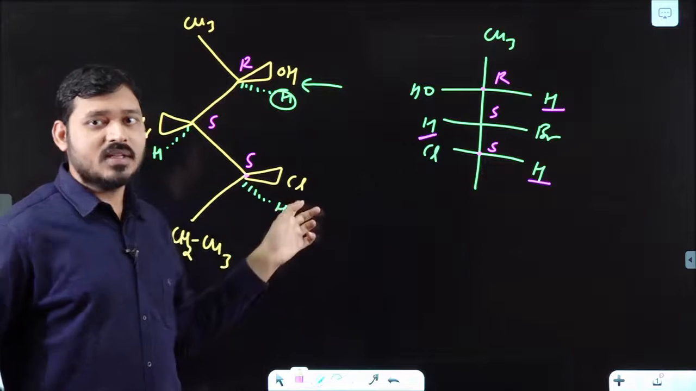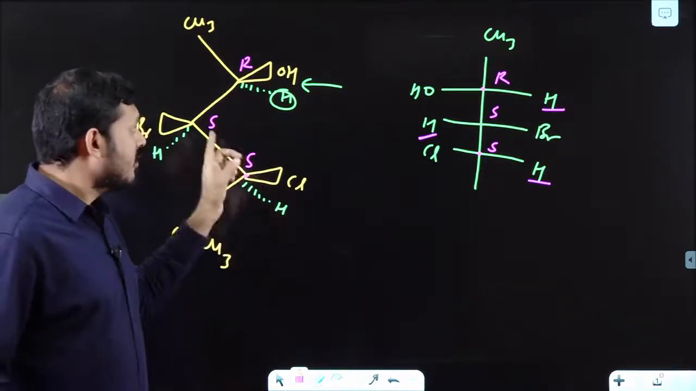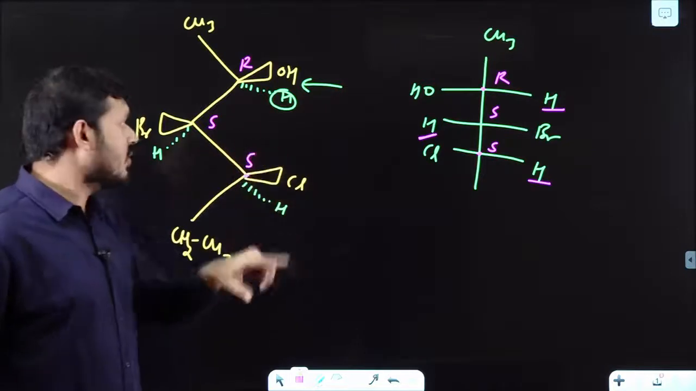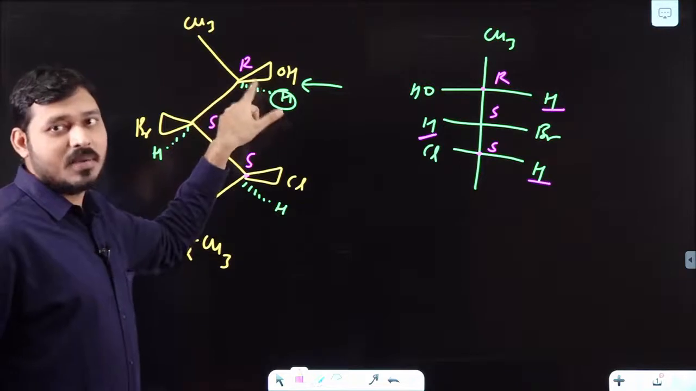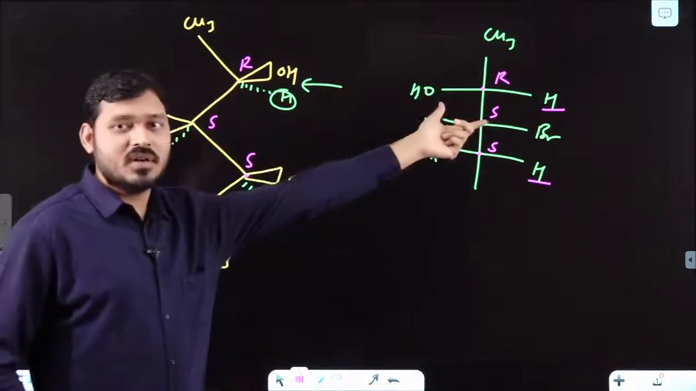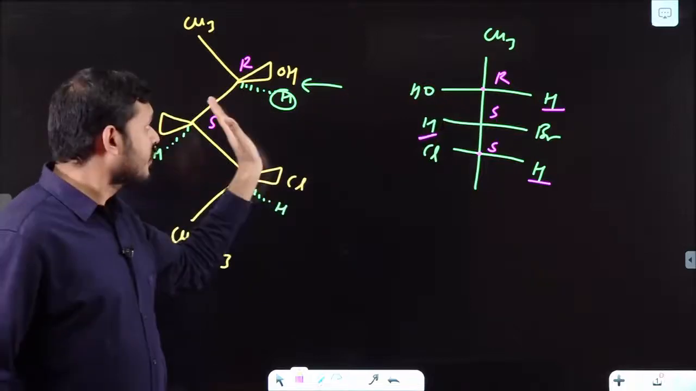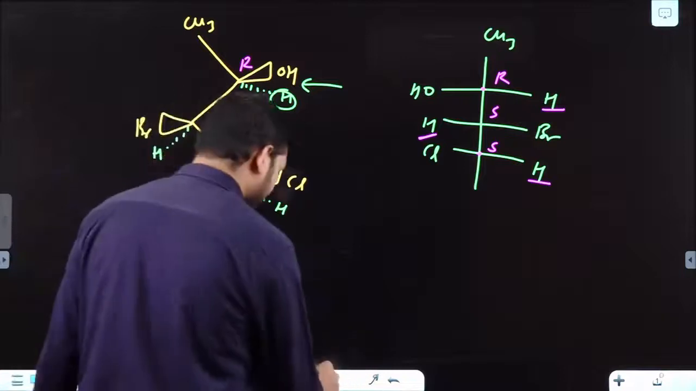Why did I do this? So I can assure you by checking the RS configuration. As you know, when the lowest priority group is on dash, you can check the RS configuration directly by assigning 1, 2, 3 priority order. And here also I mentioned it, then I just correlated the two. Done? Okay.